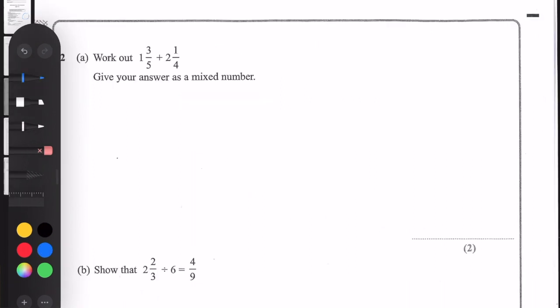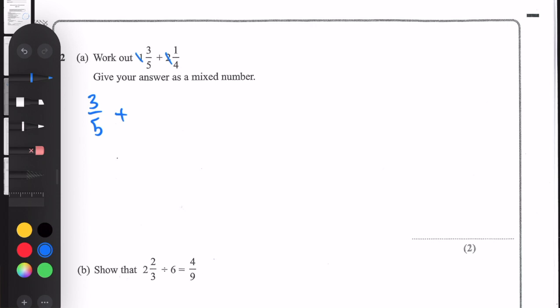So number 2, work out 1 3/5 plus 2 1/4. Give your answer as a mixed number. Now, if you're unaware, a mixed number means you start off with a whole number, for instance 4, and you have a fraction like a fifth, for instance. So a whole number and then a fraction afterwards. So it says work out 1 3/5 plus 2 1/4, give your answer as a mixed number. Now what I do for these ones is I'm going to ignore the 1 and the 2 to start off with, and I'm just going to add 3/5 and 1/4, and then I'll come back to the front numbers.